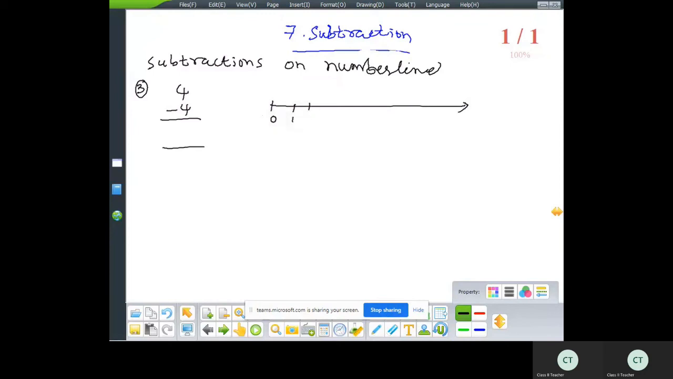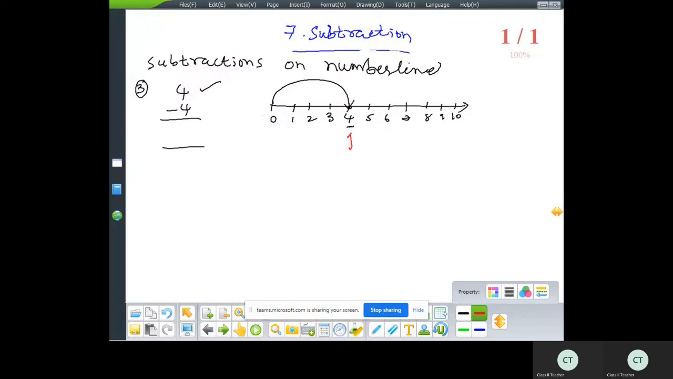0, 1, 2, 3, 4, 5, 6, 7, 8, 9, 10. Yes. In this subtraction, two numbers are same. 4 minus 4. Yes. 1, 2, 3, 4. 4 is here. Draw an arrow from 0 to 4. Next we subtract 4 from 4. It means from 4 we move backward with 4 steps.